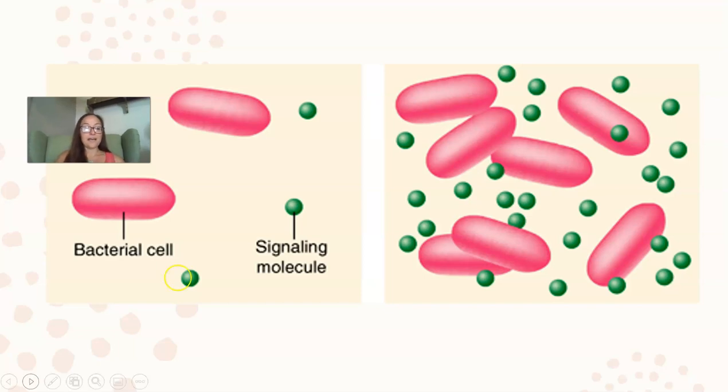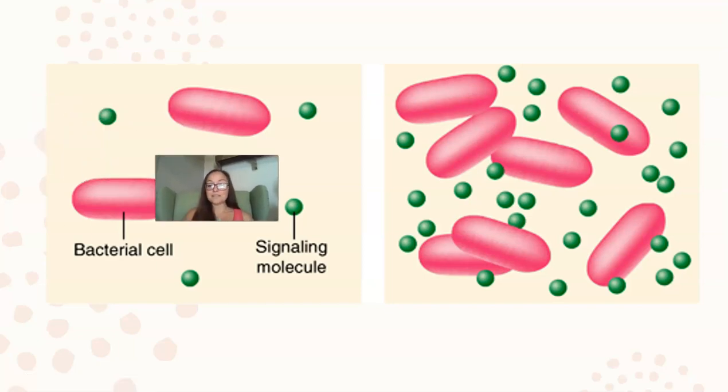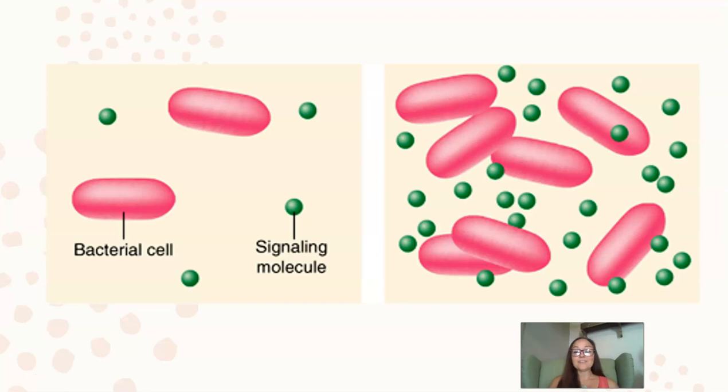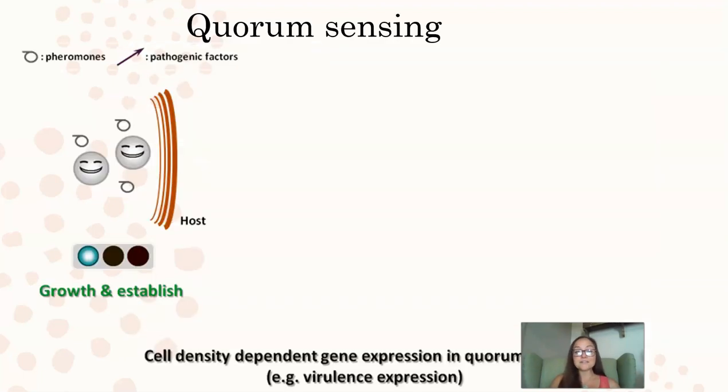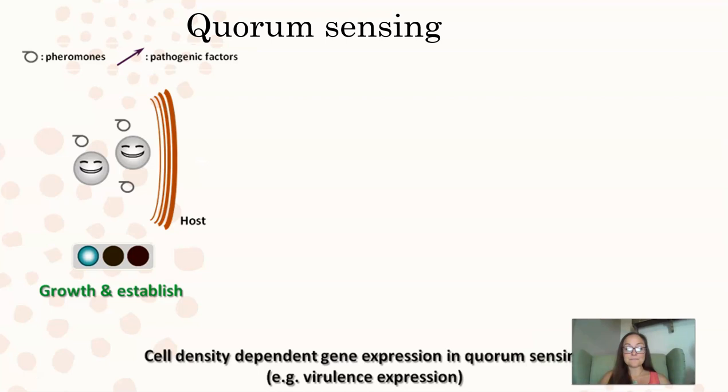So here on the left, you can see there's a low population density, and on the right, you can see a higher population density, and you can see the difference in those signaling molecules. Now, here I like this picture as well because you can see producing the signal, but also receiving it with the receptor. With a high population density, you're going to have more signals in the environment, and that's how they sense that there is a high population density around them.